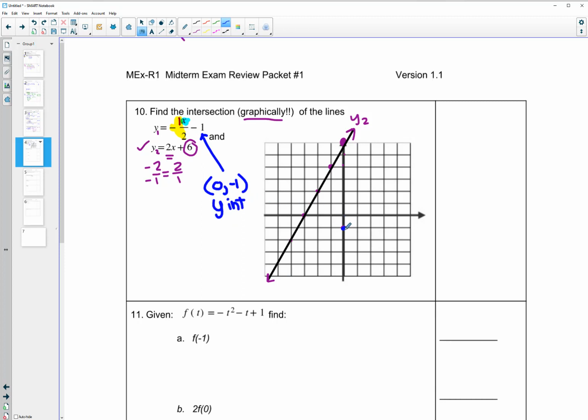Okay? And so we're going to start here, and then the slope is -1/2. There's two ways to write -1/2. Okay? So that way is going to be down 1/2, right? But we could also write 1/-2. Okay? So that means up 1, left 2.